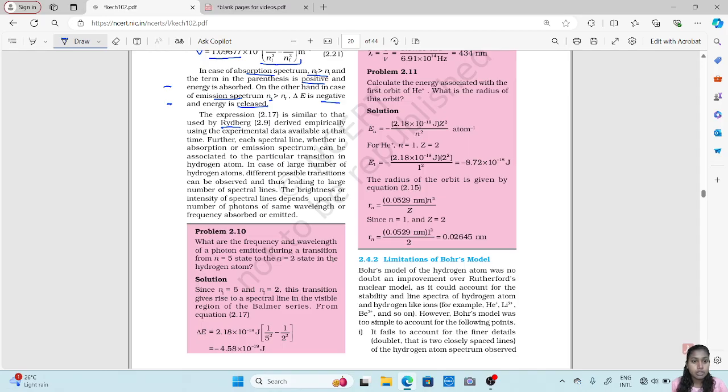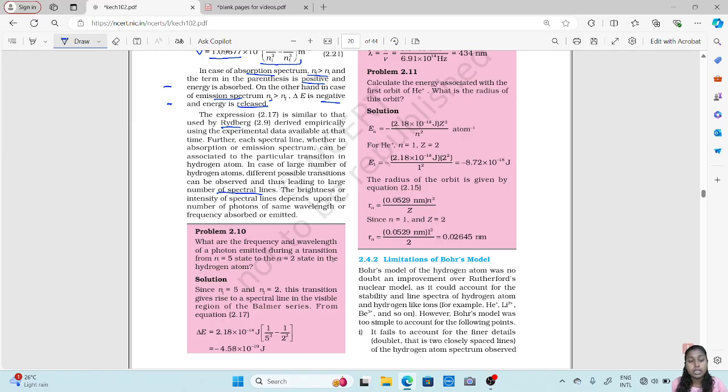So each of the line spectra, whether absorption or emission, can be associated with a particular transition in the hydrogen atom. In the case of a large number of hydrogen atoms, different possible transitions can be observed, thus leading to a large number of spectral lines. If there are more hydrogen atoms, you can see different possible transitions going up and going down. There can be hydrogen atoms moving from one energy level to another energy level. So various lines can be observed, leading to a large number of spectral lines.